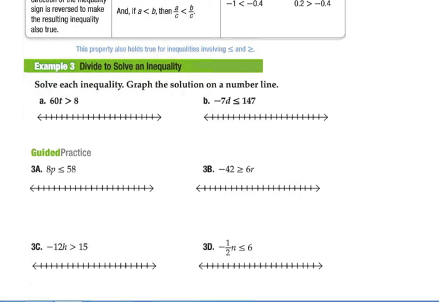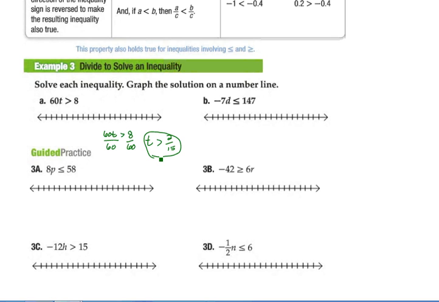Then we're supposed to graph the solution, just to get some practice with looking at solutions on a number line. So we have 60t, and that is greater than 8. Well, how do I undo that multiplication? I'm going to divide by 60 on each side. 8 over 60 as a fraction is about 2/15. So this guy is really small. So we have t is greater than 2/15.